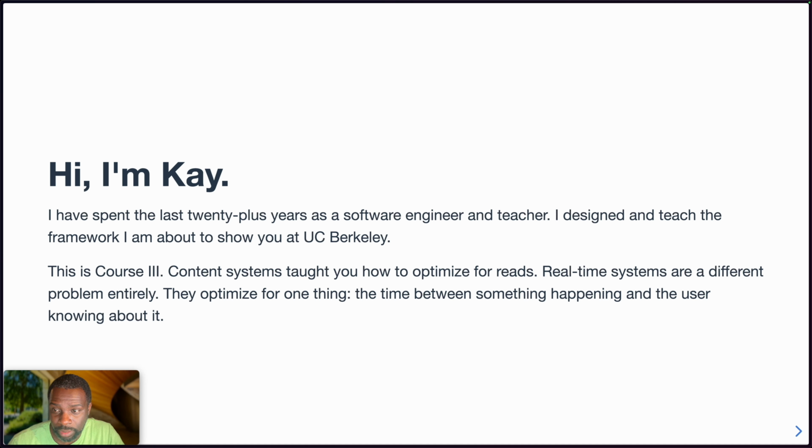If you completed Course 2, you know how to optimize for reads, blog architectures, video pipelines, search indexes. You know why content systems are designed the way they are. Real-time systems are a different problem. They do not optimize for throughput, they optimize for latency. The time between something happening and the user knowing it. That constraint changes every building block decision you make.